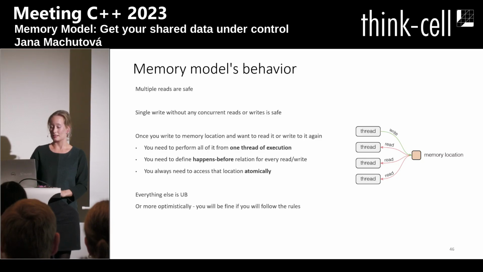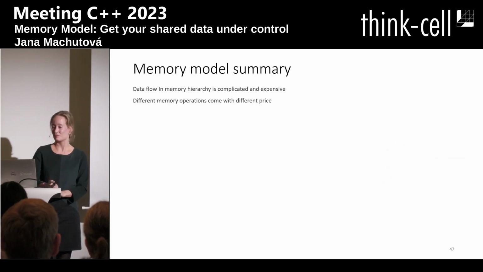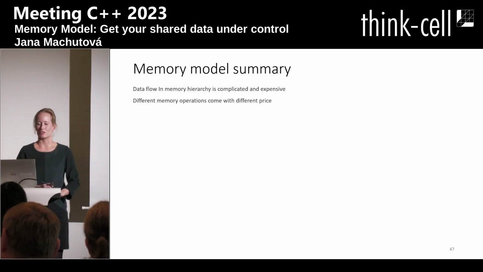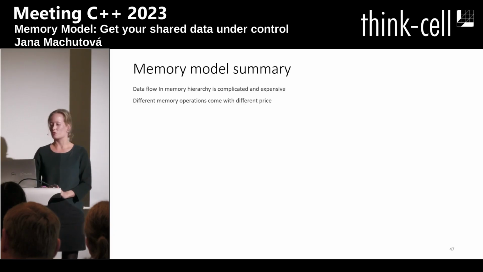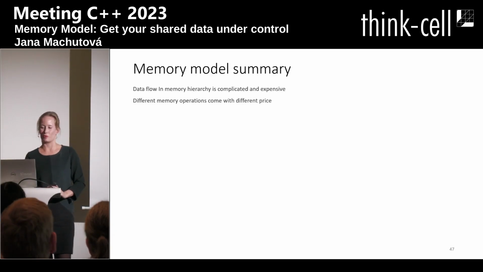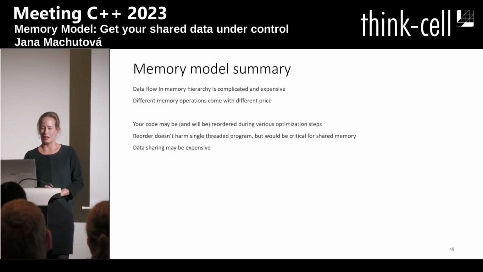Everything else is undefined behavior or more optimistic. If you follow the rules, you will be fine. But it's sometimes hard. So what we found about the memory model so far is that the data flow in the memory hierarchy is complicated and expensive. And your code may be, and will be, reordered during various optimization steps.